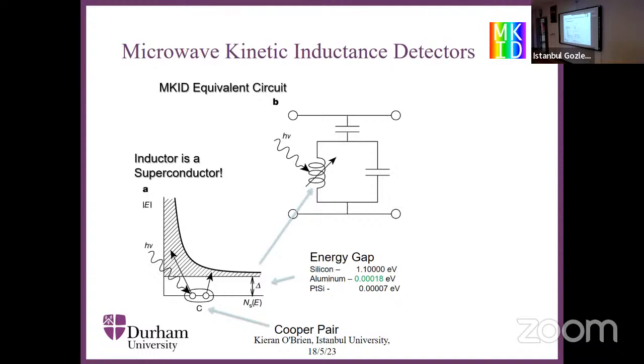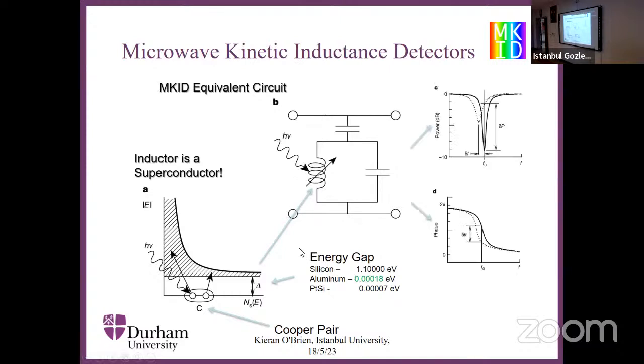The way we sense this is by putting a sample of the superconductor into a resonant circuit, as shown here, where for a simple LC circuit, you have this resonance loop that you can see. As the photon comes in, it changes the surface properties of this resonator, giving you an additional inductance, which changes the resonant frequency.